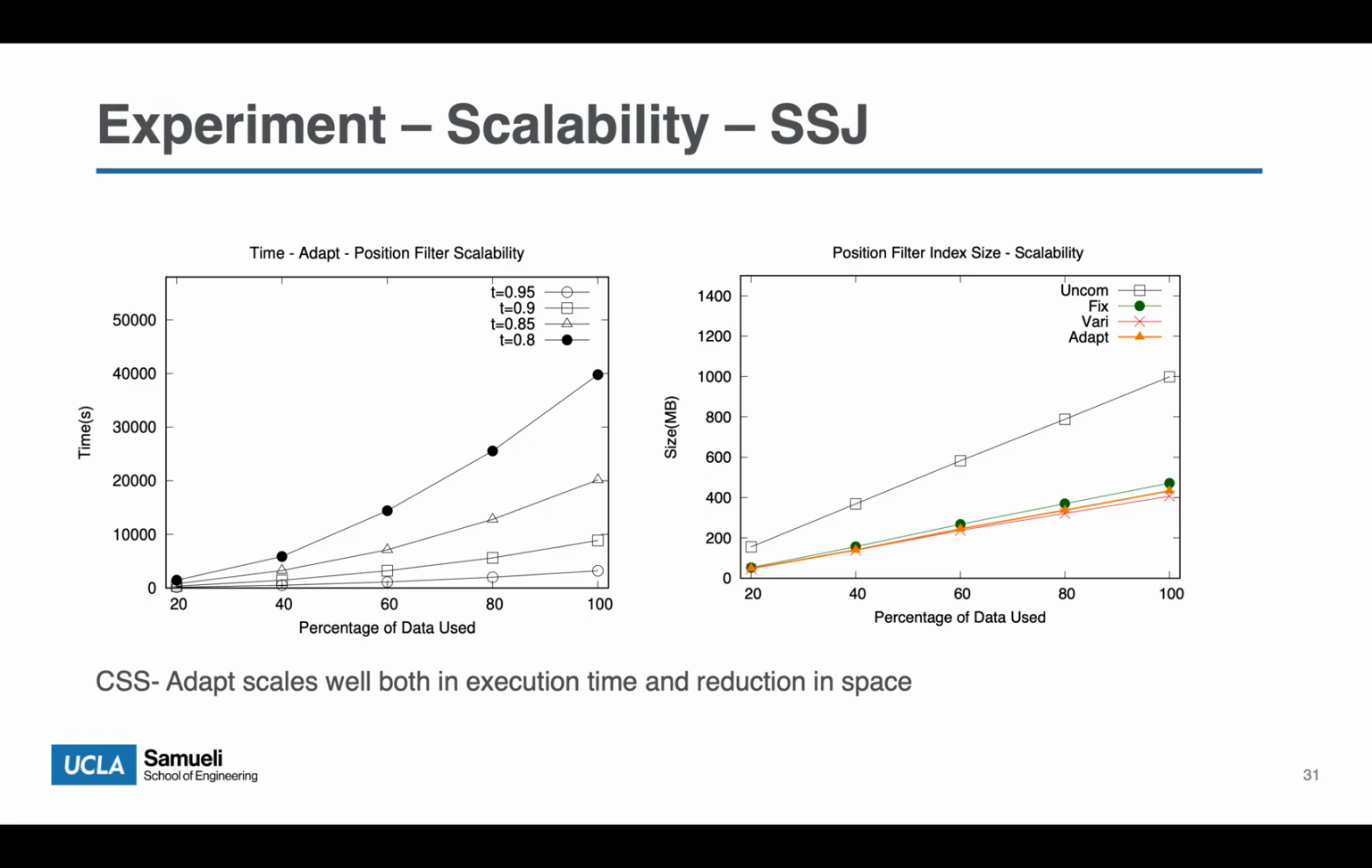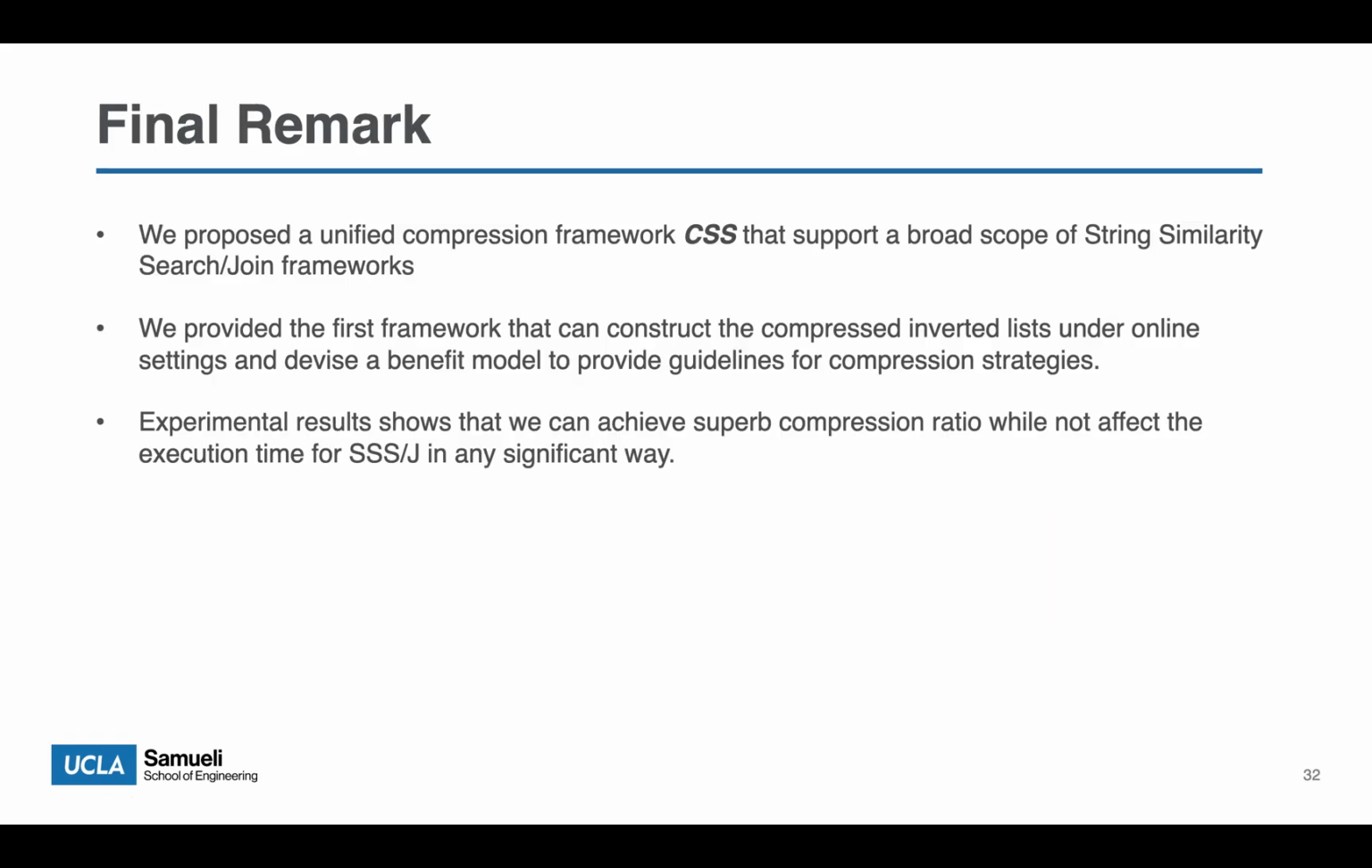And now I will discuss the scalability for string similarity join. The figure on the left demonstrates the time. You can see that it scales very well. This exponential shape is because of the nature of string similarity join. On the right figure, you can see that the filter index size also scales very well. CSS adapt consistently saves more space, whereas the uncompressed grows much faster. So we conclude that CSS adapt scales well both in execution time and reduction in space.